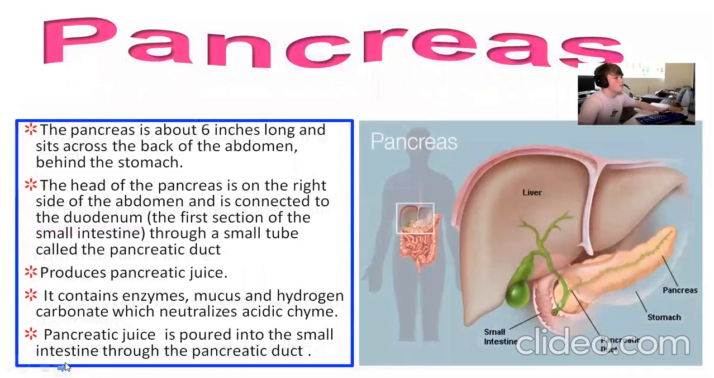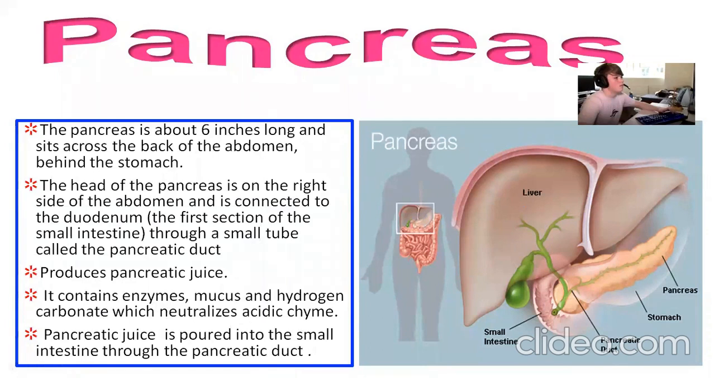Now the pancreas is about 6 inches long and it lies across the back of the abdomen behind the stomach. The head of the pancreas is on the right side of the abdomen and connected to the duodenum through a small tube called the pancreatic duct. The pancreas produces pancreatic juice that contains mucus and hydrogen carbonate, which neutralizes the acidity of chyme.